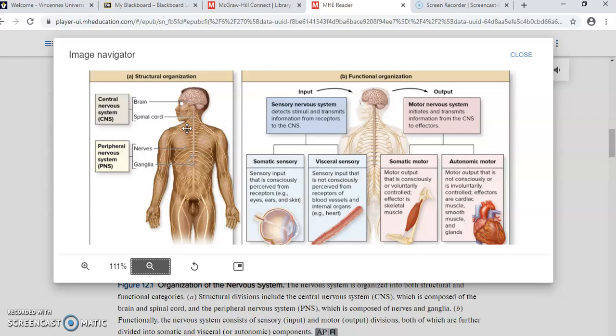So then, because we have ones going in that direction, we also have to have ones going in the opposite direction. So going from the brain and spinal cord, or the CNS, to the peripheral nervous system, and specifically the effectors in the peripheral nervous system.